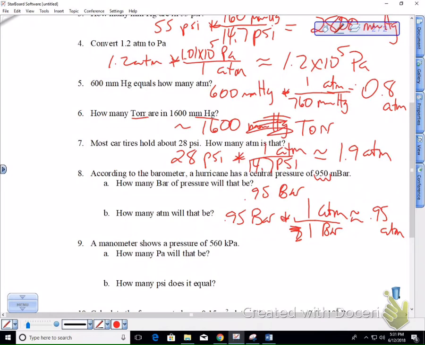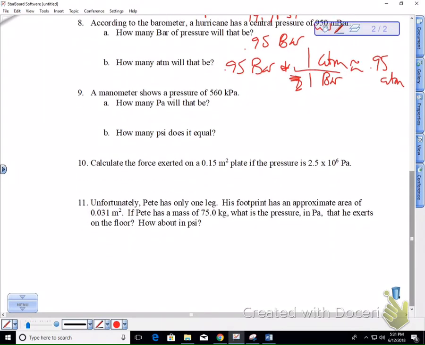All right, number 9. A manometer shows a pressure of 560 kilopascals. How many pascals will that be? We've already reviewed how to change that. How many psi does that equal? Work that one out on your own real quick. Hit pause if you need to. Okay, if you work that out, you're going to get 82 psi rounding to the proper number of sig figs.